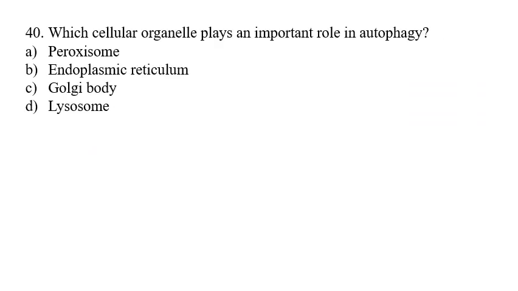Next question. Which cellular organelles play an important role in autophagy? So autophagy is a catabolic process in eukaryotic cells that delivers cytoplasmic components and organelles to the lysosome for digestion. Lysosomes are specialized organelles having the required mixture of enzymes essential to break down macromolecules which allow the cell to reuse the material. Okay? So the option would be lysosome. Lysosome plays an important role in autophagy.